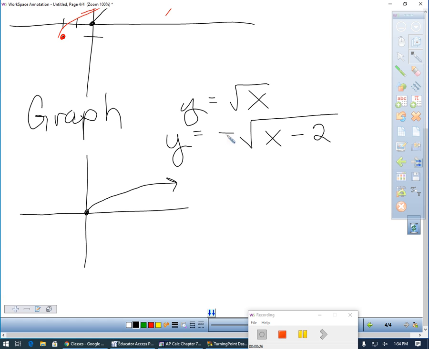This minus tells me it's going to do what? It's going to flip. And then we're going to go to the right 2. Perfect. So if I flip this, first of all, it technically is this side of it, right? But now I'm taking that same curve, I'm going to the right 2. So it's going to start here and curve. Okay? Alright.